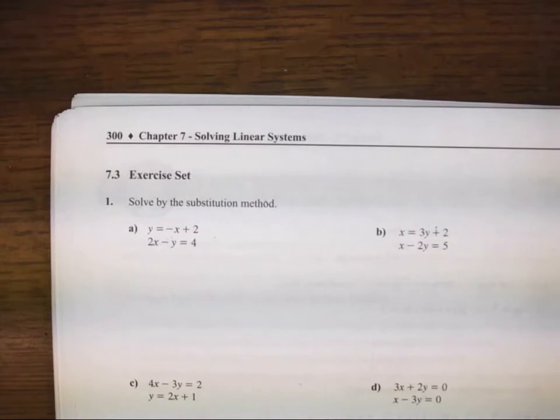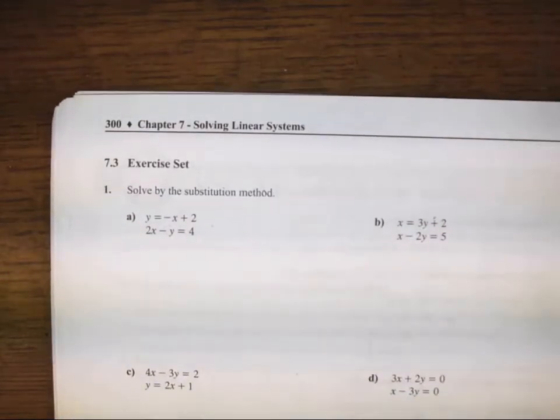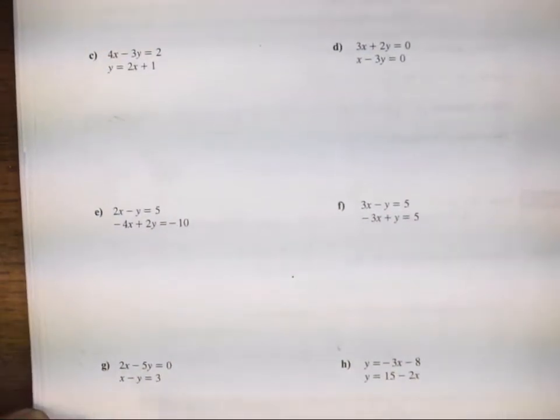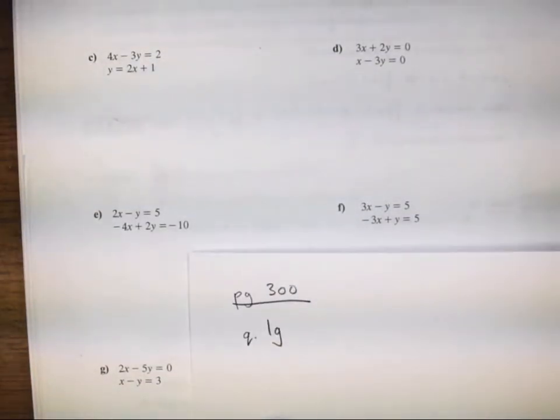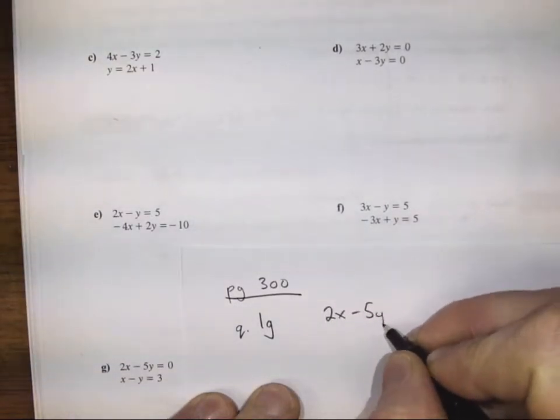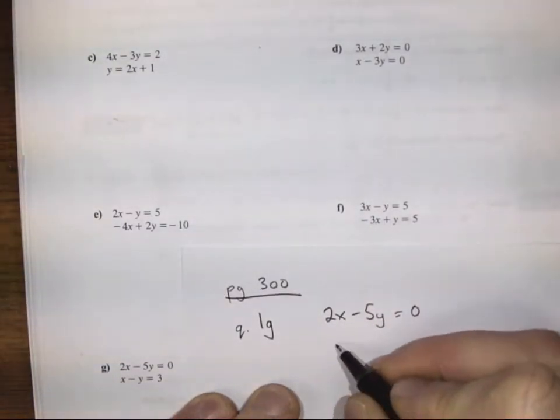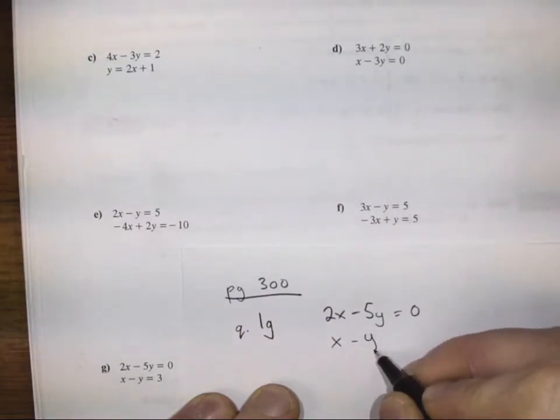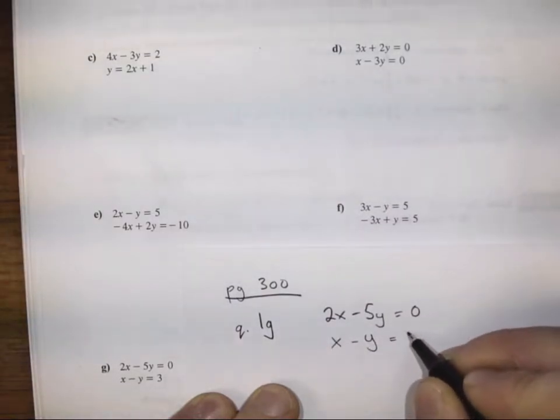Here for solving using substitution. These are from page 300 of the text, and we're going to be looking at question 1G, and we'll also be looking at 1I after that. So we're just going to write down the question here for 1G. We've got 2x minus 5y is 0, and if you take y away from x, you also get 3.